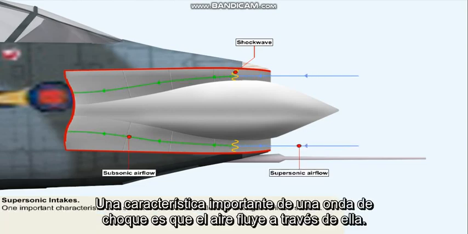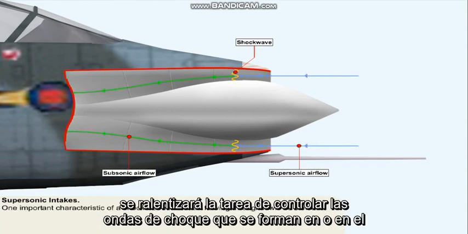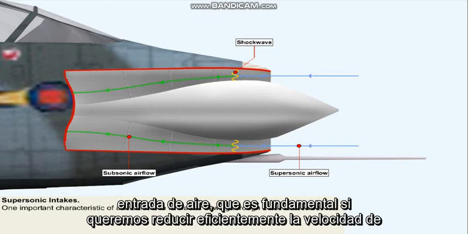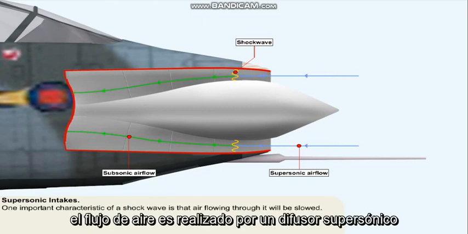One important characteristic of a shock wave is that air flowing through it will be slowed. The task of controlling the shock waves that form on or in the air intake, which is fundamental if we're to efficiently reduce the velocity of the airflow, is undertaken by a supersonic diffuser.